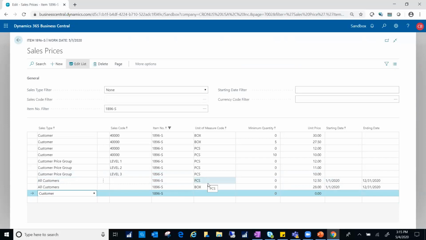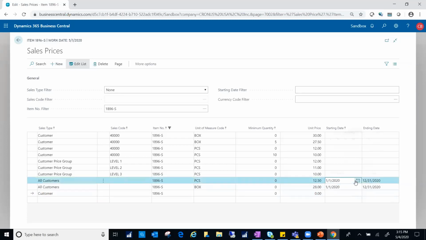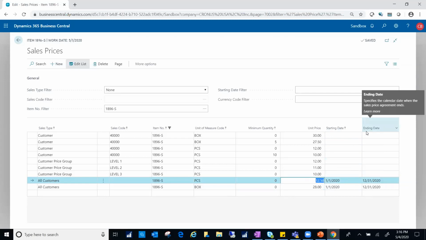So now not only do I have set up for all customers that buy this item in this unit of measure, pieces or boxes, we have a set price, and that set price is only valid for the year of 2020. If a customer buys this item before 1/1/20, this number will not kick in. Or if they purchase it after 12/31/20, they will not get this price. This price is only valid between our starting date and ending date that we set up. That's customer price.